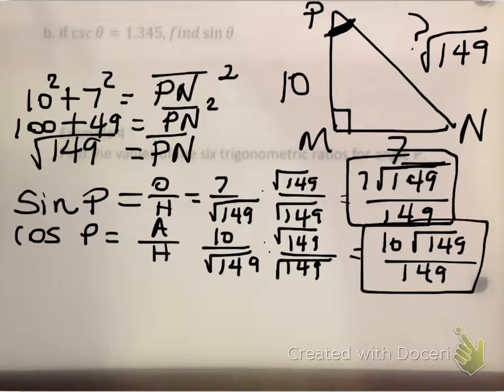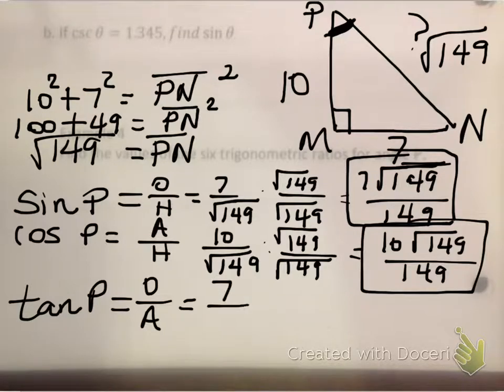Okay? And we're really going to run out of room here. On your paper, you're going to have enough room, but when I write this on this iPad, I'm not having enough room. So I want to do tangent of P. Tangent is opposite over adjacent. So opposite of P is 7, and adjacent is 10, and that doesn't reduce, and that's that. Now we need to go and find the other three.